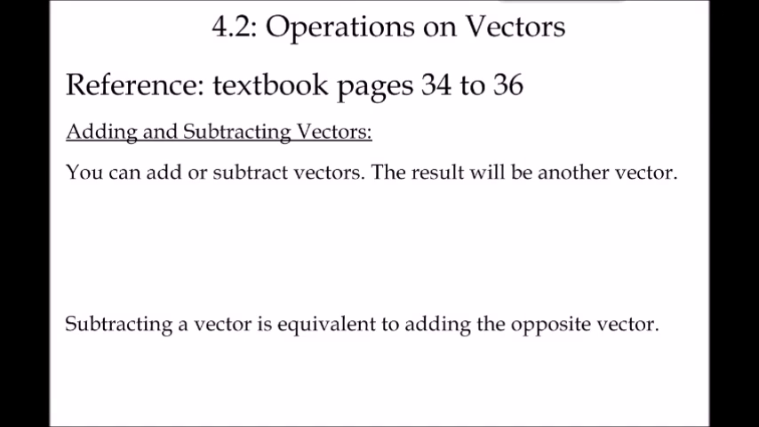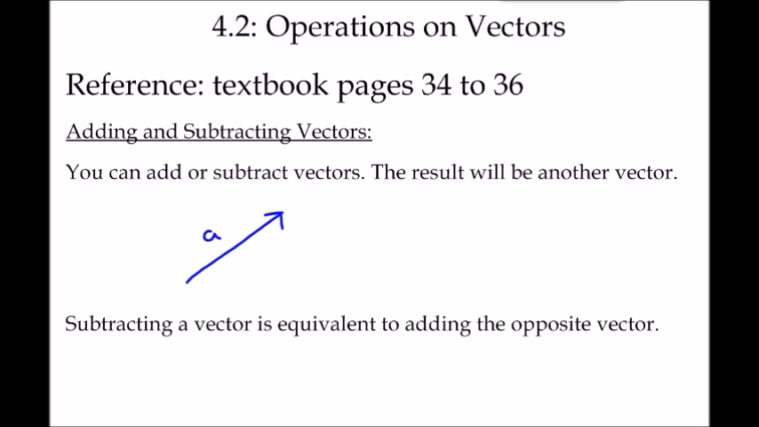So after looking at what vectors are, we're going to talk about what operations we can do on vectors. If you want, you can look in your textbook, pages 34 to 36, to have all the notes, but I'll just show you a few examples so you can see what we're talking about. So first, adding and subtracting vectors. You can add or subtract vectors, and the result will be another vector.